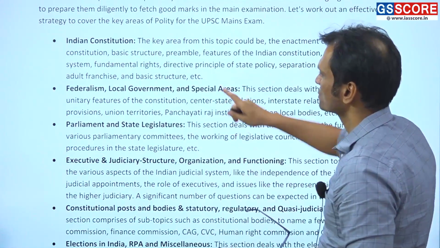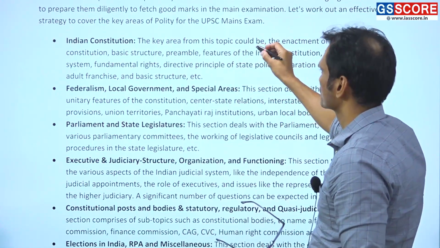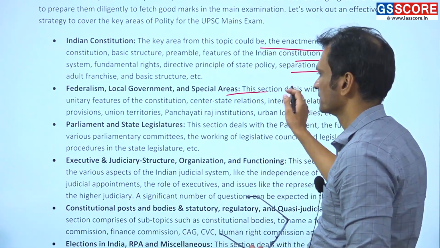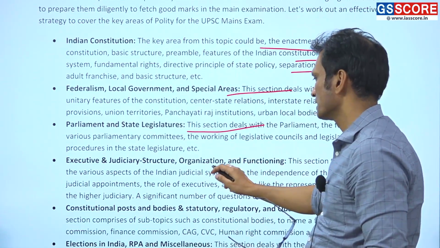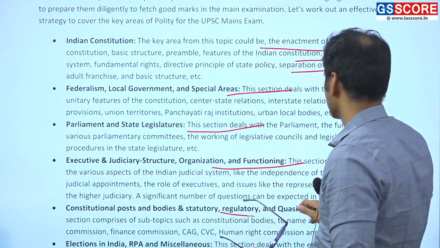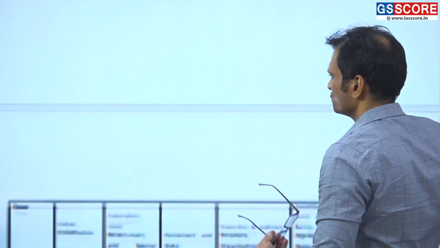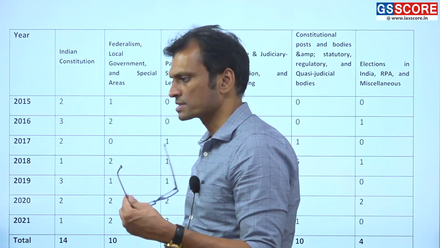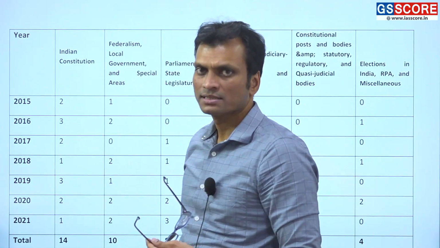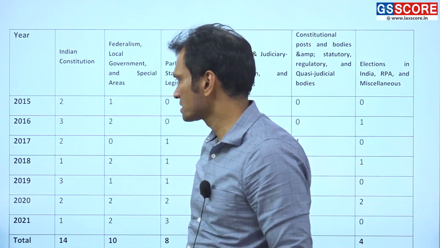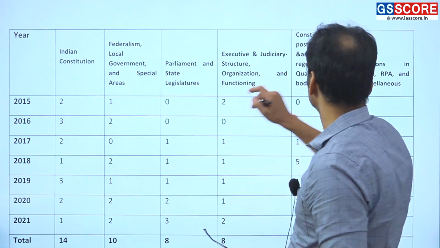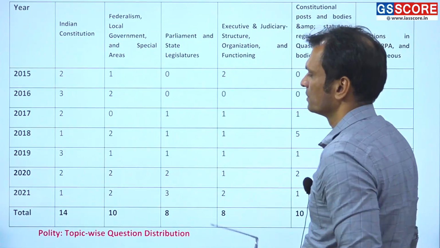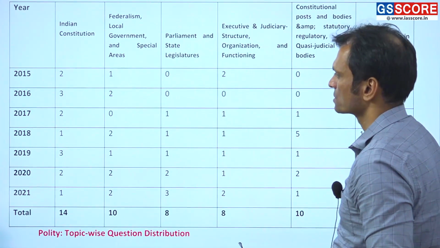So for the Indian Constitution, the key areas from the topic are federalism, parliament, legislature, executive, judiciary, and the constitutional posts. You know the syllabus. We are in the trend analysis, not the micro detailing of the topic; for that, you can see another video on the website where you are seeing this. Here, this is the most important descriptive thing about how the questions have come.